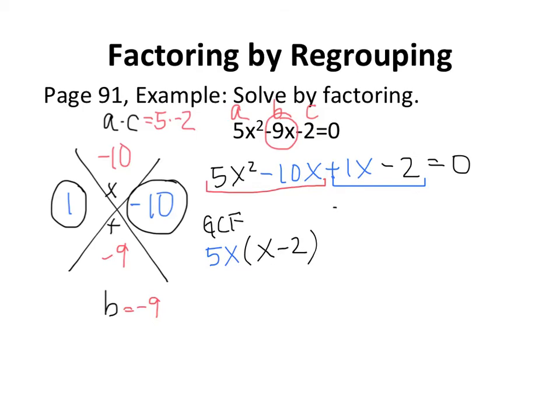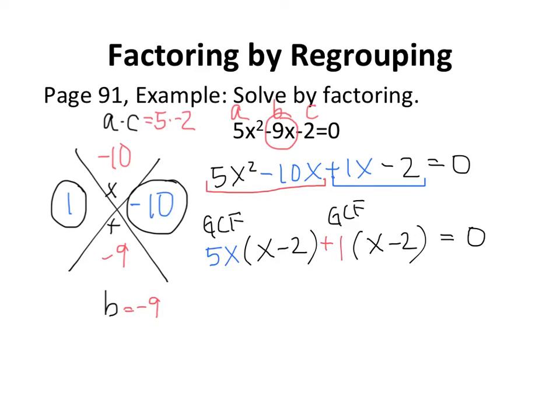Now we need to do the same thing for the next one. The GCF of 1x and minus 2 is just 1, because there's nothing in common between the two. And then our remainder is x minus 2. So this was a positive one. And so now we've regrouped it into two parts.